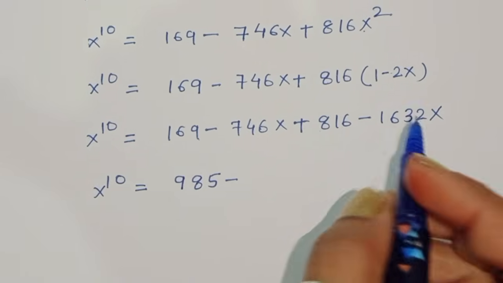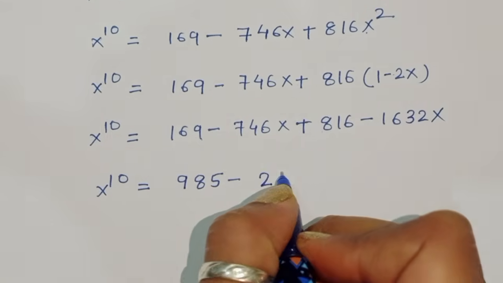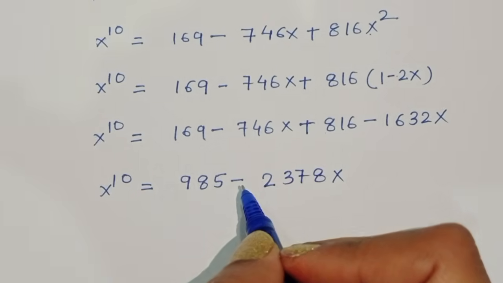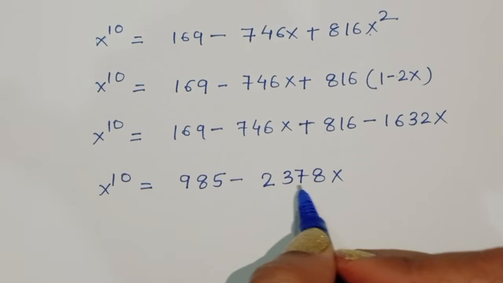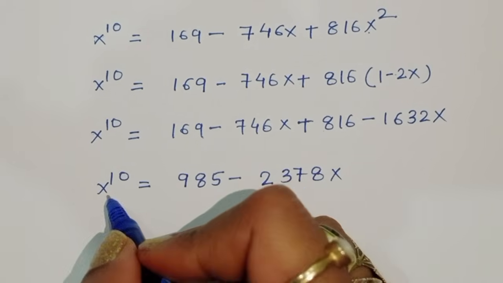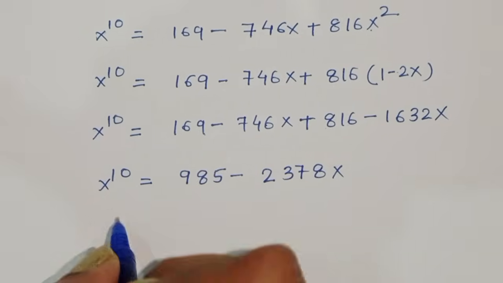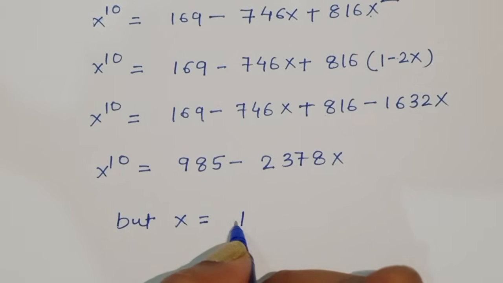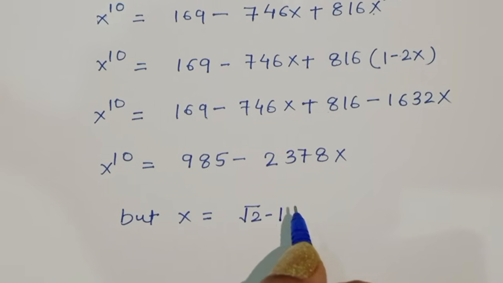We have to add these terms, so we will get 2378x, right? 985 minus 2378x. This is the value of x power 10. But there is one thing: we already considered that x is equal to square root of 2 minus 1, right?